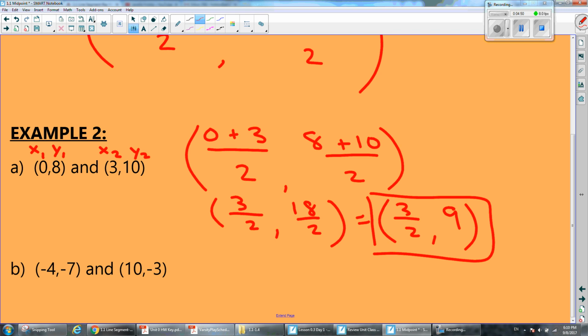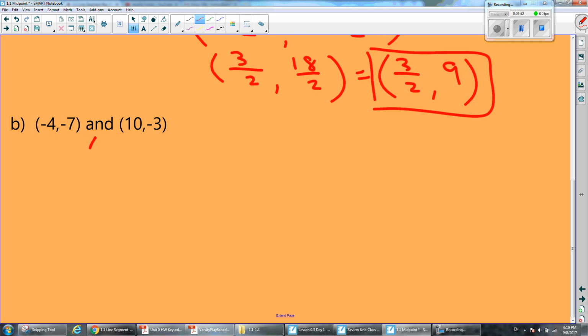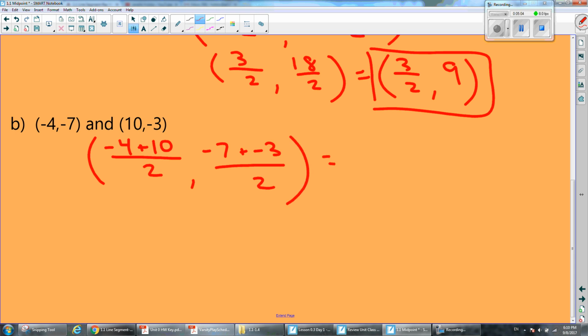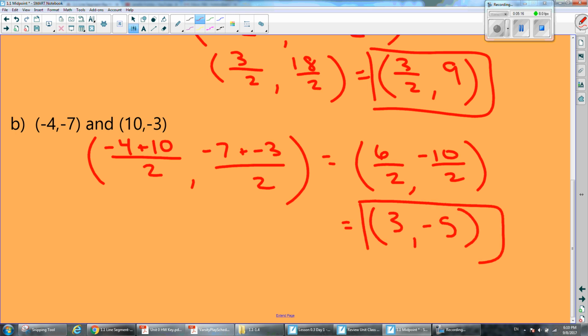We have -4 and -7, same thing. Find the average of the x coordinates. Find the average of the y coordinates. Add them up, divide by 2. So if we reduce our fractions, the midpoint here is really 3, -5.